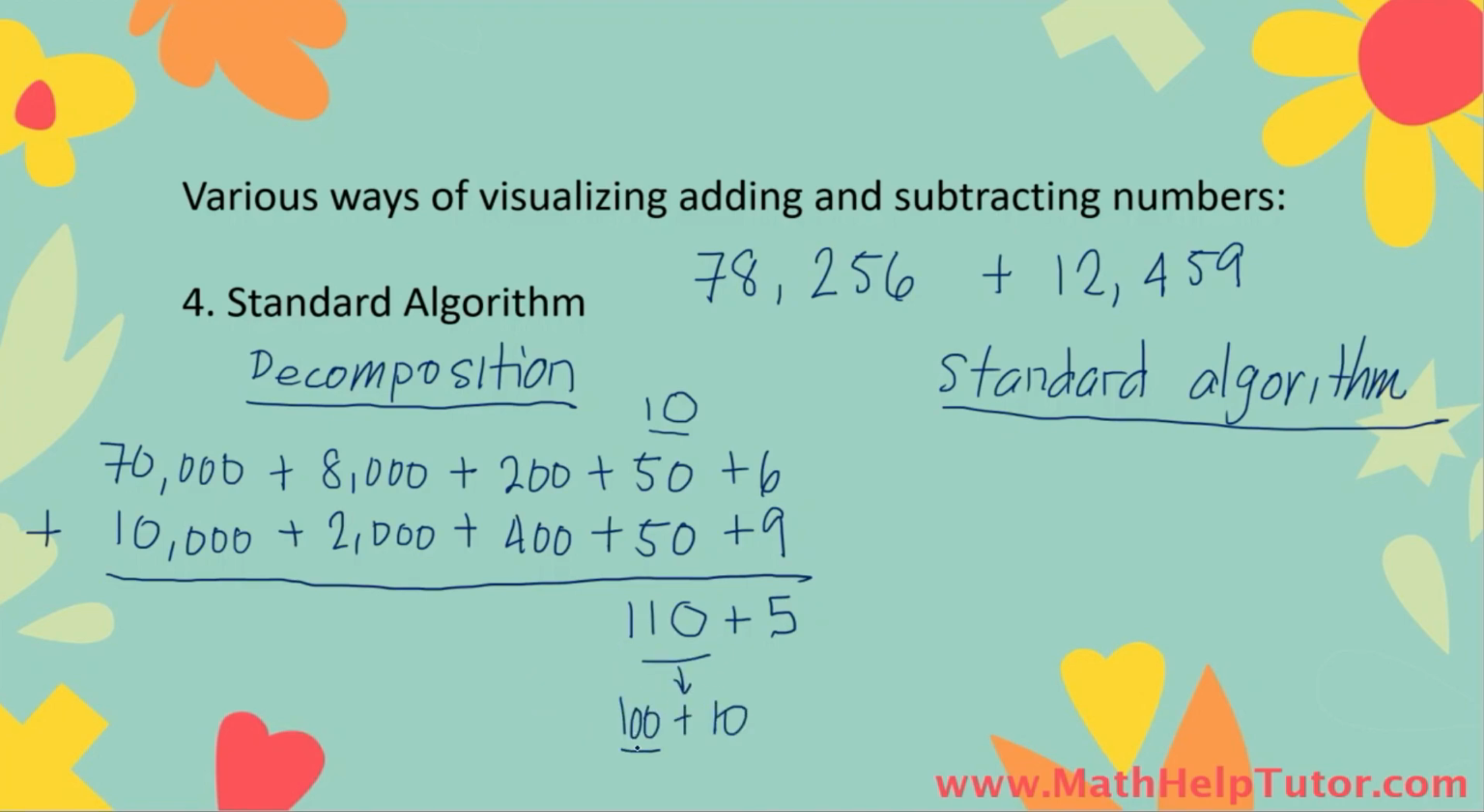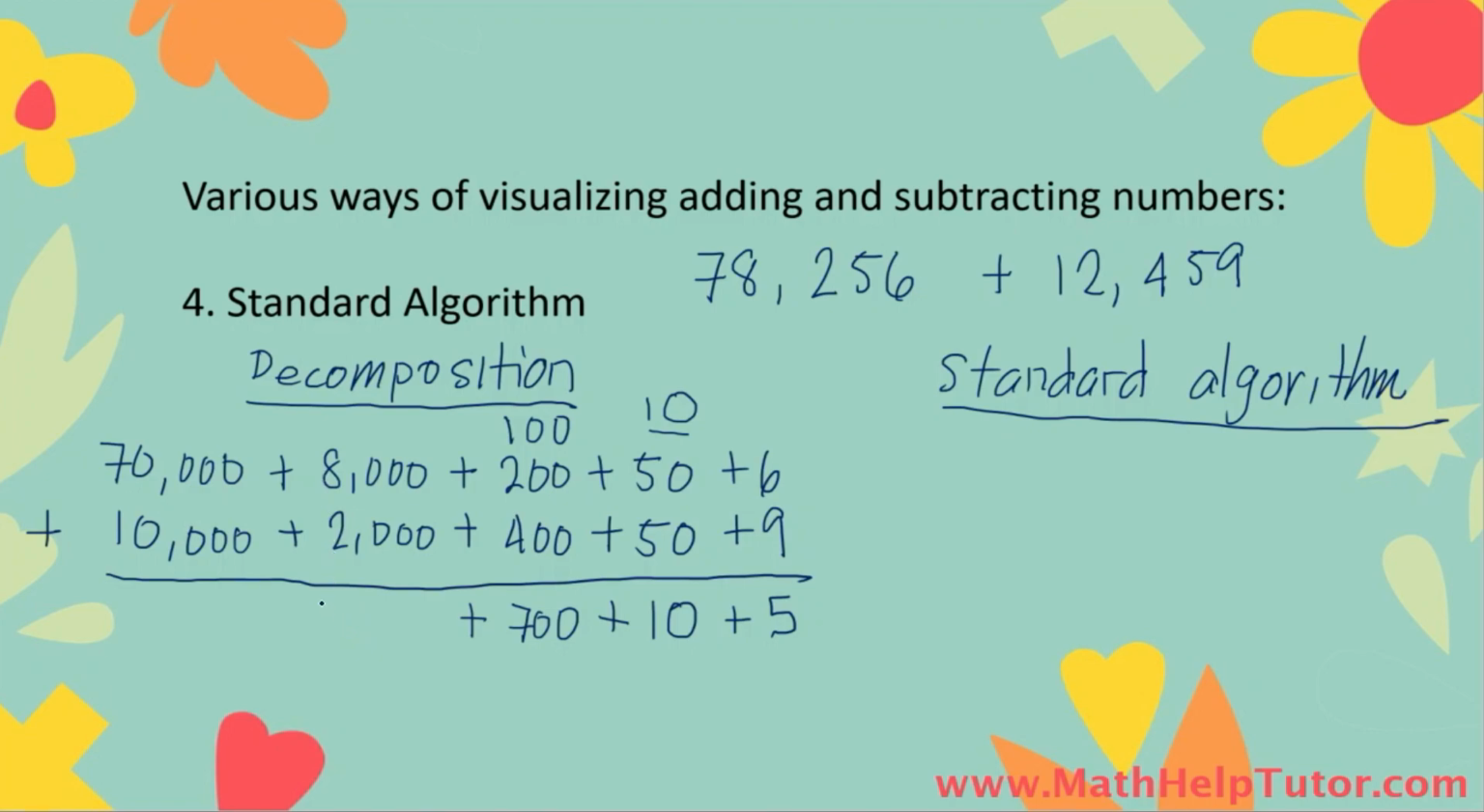So 100, we carry over to the hundreds place, and we just retain 10. So we still have 110, but now we have decomposed the answer and transferred the excess to the next place. We just put a plus here, and we'll proceed with the addition of the hundreds place. So 400 plus 200 plus 100 is 700. Since this does not exceed 900, we're not going to do any carrying over. Put a plus 1 here, and then let's proceed with adding the thousands place.